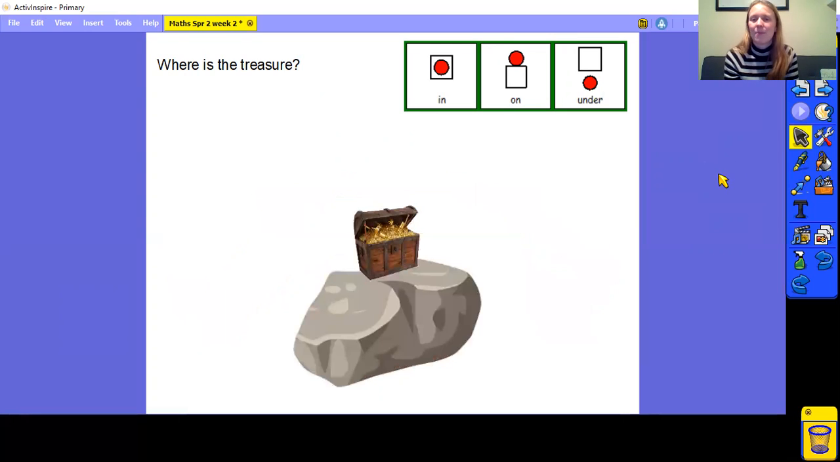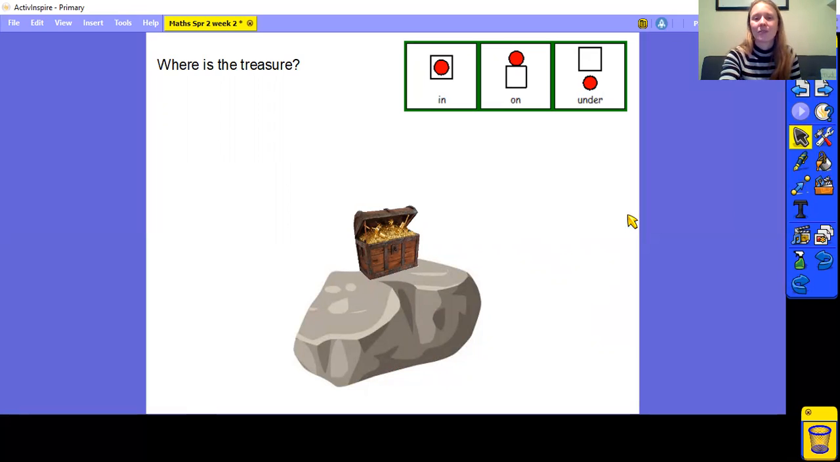What about this time? Where is the treasure? Here we have a rock. Is the treasure in the rock? Is it on the rock? Or is it under the rock? Where is the treasure? That's right. The treasure is on the rock.